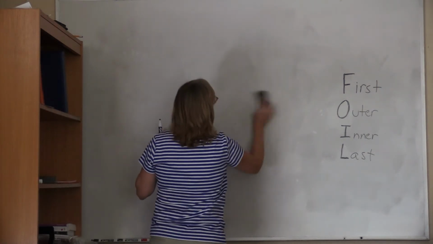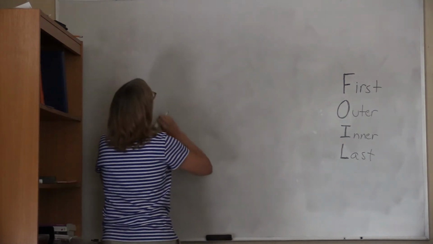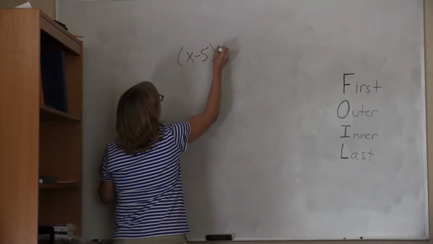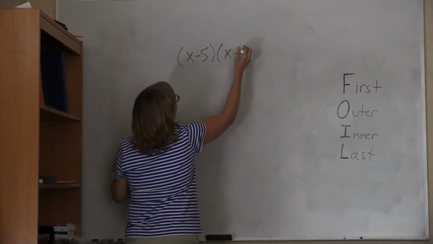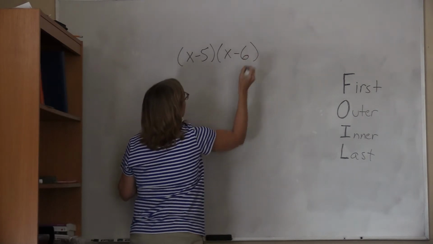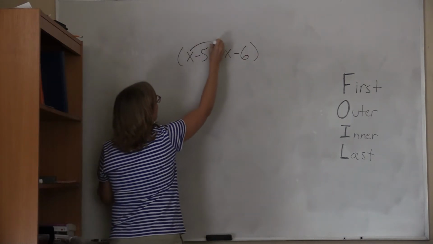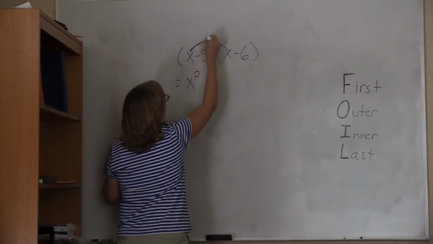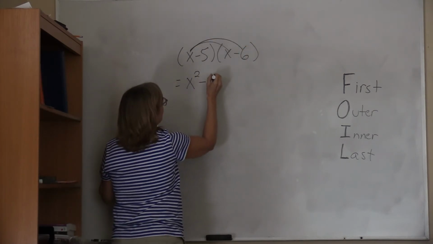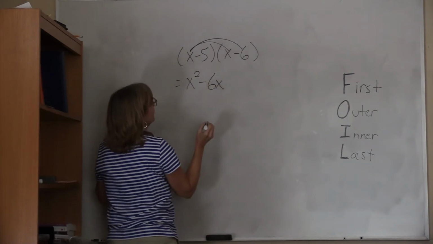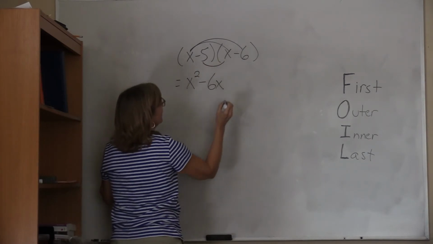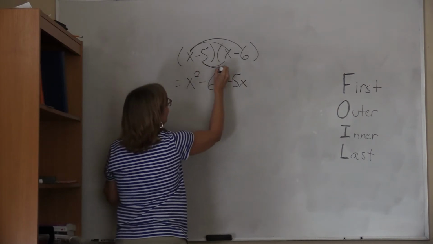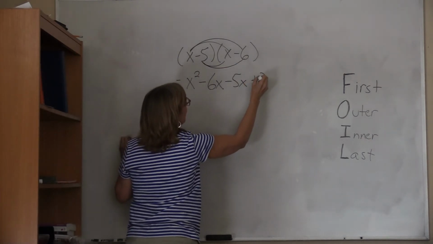Let me do a couple more, just so we make sure we're good on the pattern. X minus 5, x minus 6. Okay? First, x times x is x squared. Outer, x times negative 6 is minus 6x. Inner, negative 5 times x is minus 5x. And last, negative 5 times negative 6 is positive 30.